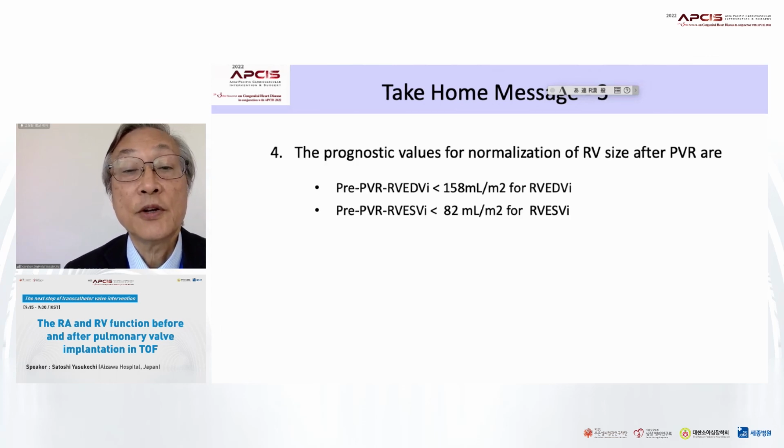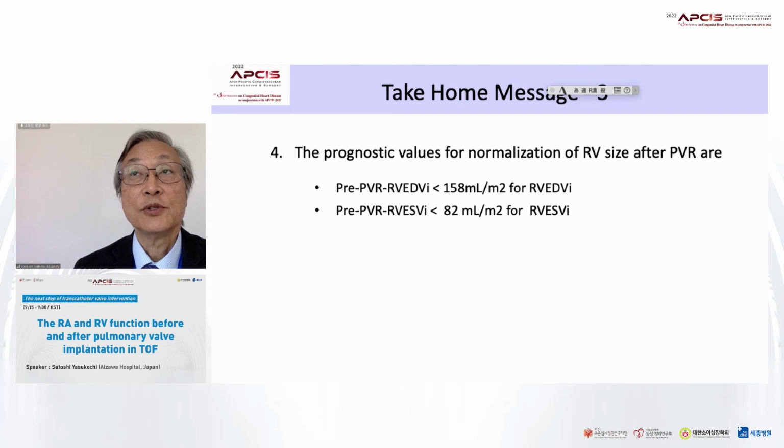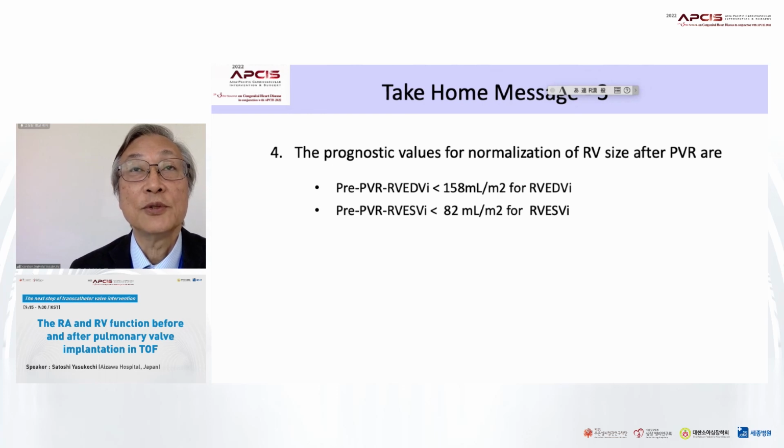The prognostic values for normalization of the RV size after PVR are a pre-PVR RV-EDVI of less than 158 and RV-ESVI of less than 82. So we have to make sure of these prognostic values to normalize the RV size. Once these values are exceeded, we may consider sooner introduction of interventions.